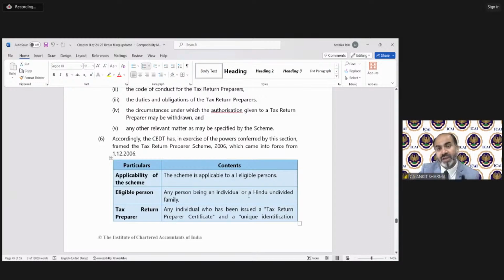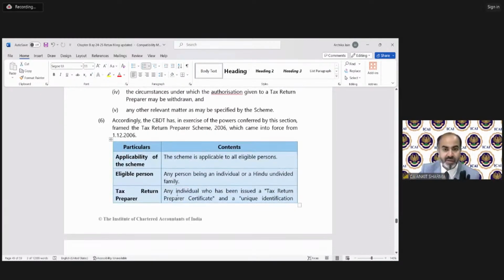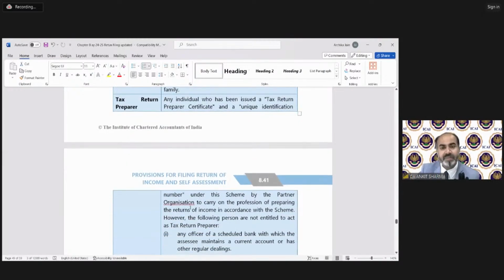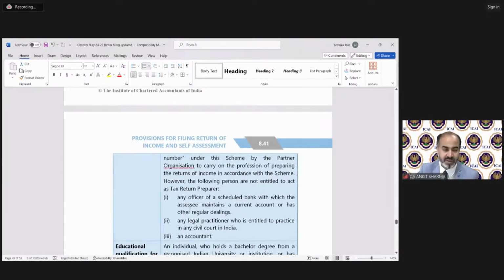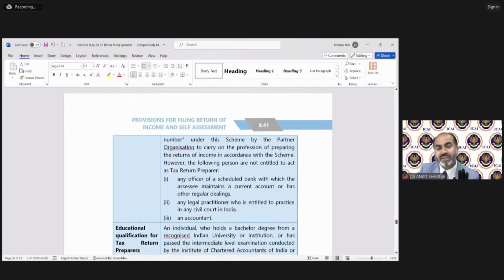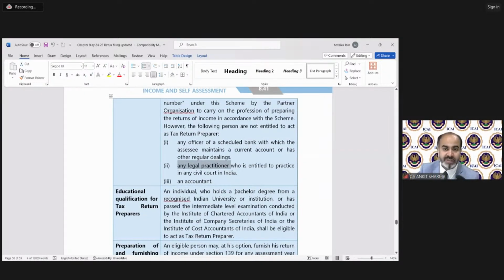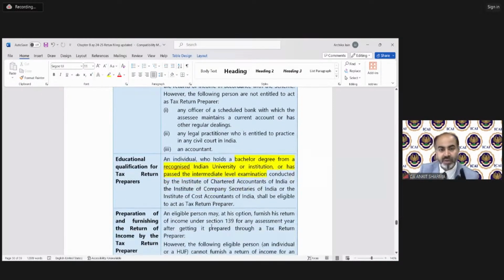Return for an individual or HUF can be filed by the TRP. TRP will be allowed a unique identification number after clearing the examination held by the department. These persons cannot be appointed as a TRP: officer, legal practitioner, accountant. Educational qualification: he must have a bachelor's degree from a recognized Indian university or institution, or pass the intermediate level examination conducted by ICAI, ICSI, or the Cost Accountants of India.